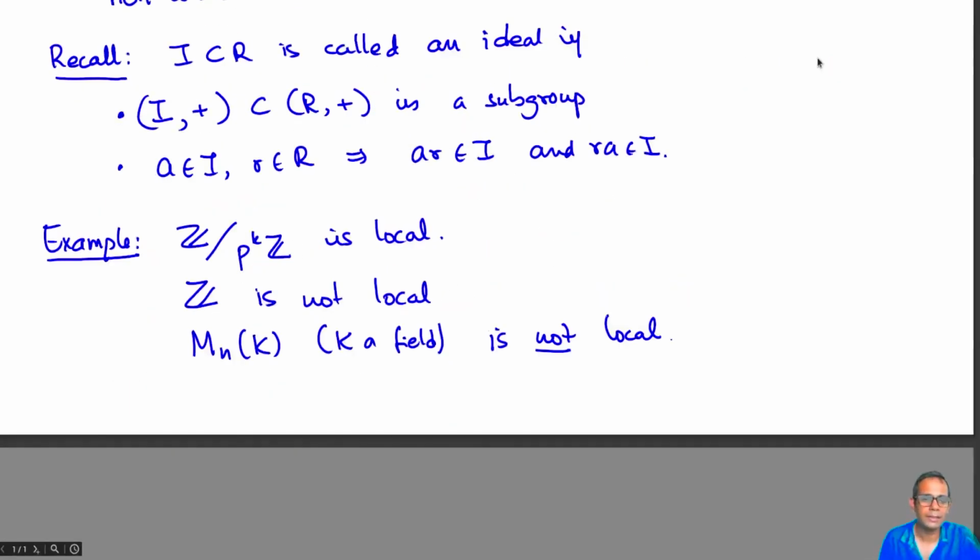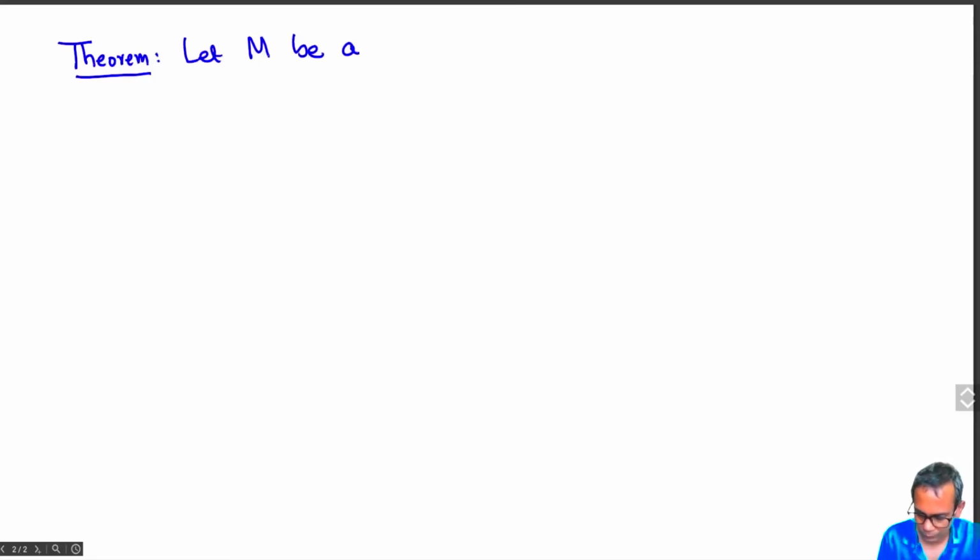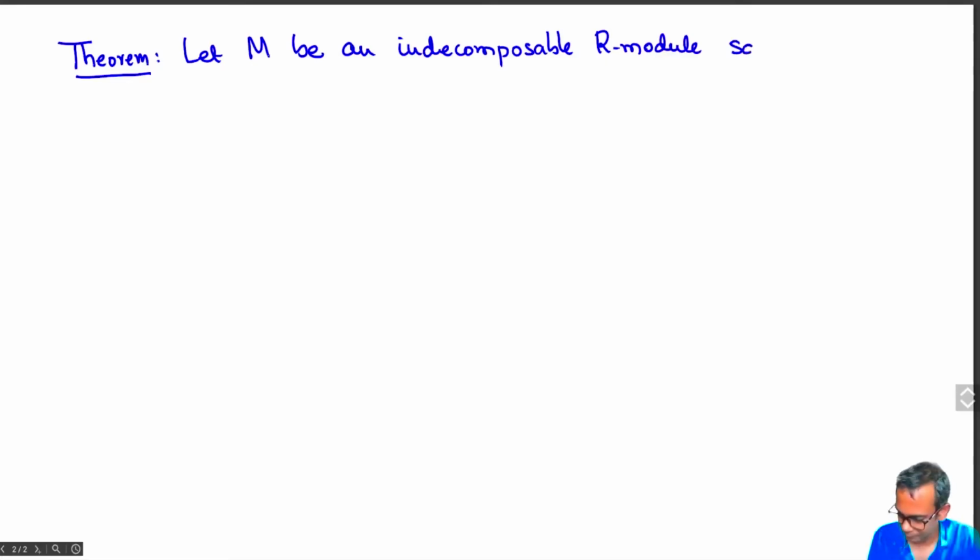And now for the main theorem of this lecture. The theorem is: let M be an indecomposable R module satisfying the ACC and the DCC.